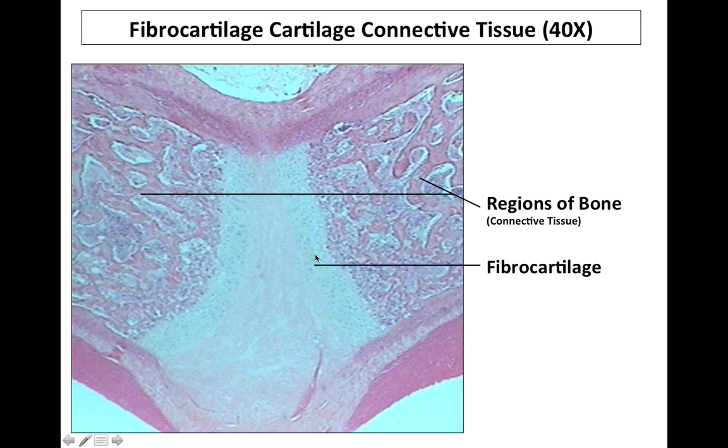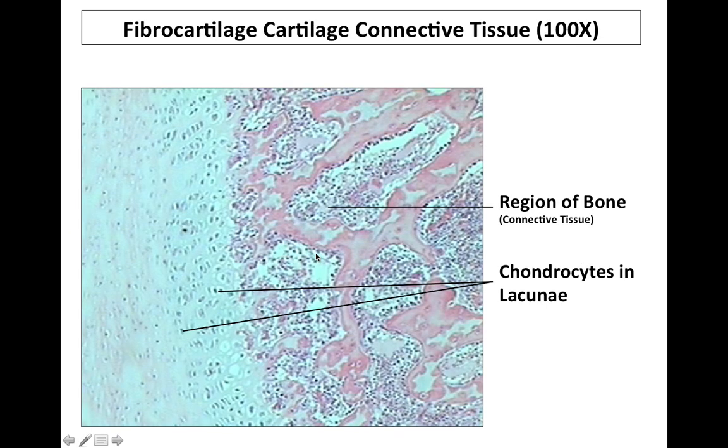The fibrocartilage still has the very characteristic appearance of cartilage itself. You will note when you look at it here, okay, this is cartilage, the beginning of the cartilage moving in this direction. Here's the bone moving over in this direction. You will see the chondrocytes and lacunae moving all the way through the fibrocartilage.